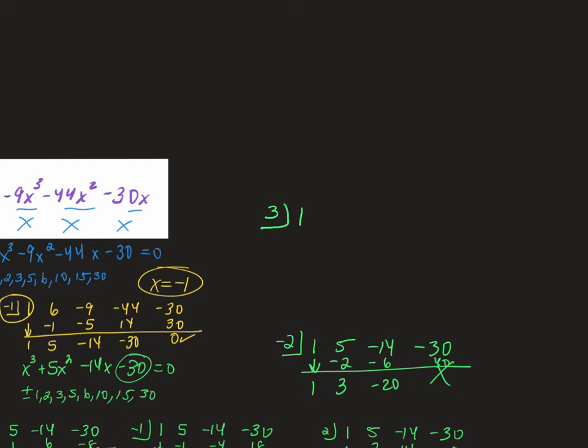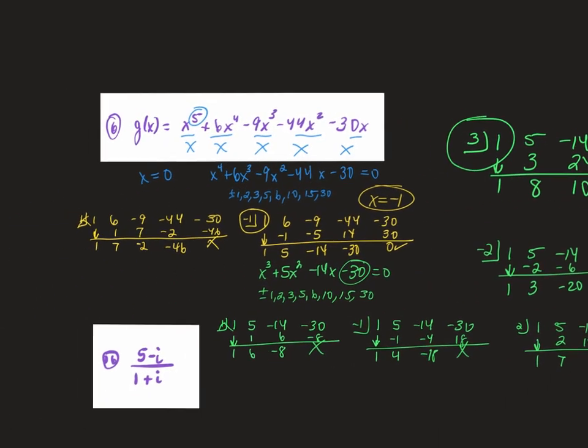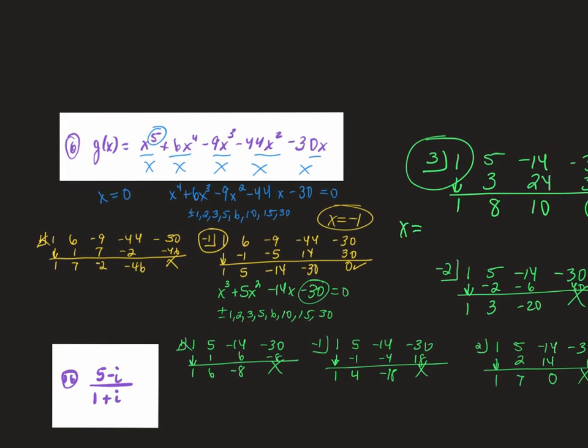We have 1, 5, negative 14, negative 30. So bring down our 1. 1 times 3 is 3. 5 plus 3 is 8. 8 times 3 is 24. Negative 14 and 24 gives me a positive 10. 10 times 3 is 30. Negative 30, positive 30, 0. x equals 3 is an answer. So I can write that right here, x equals 3.